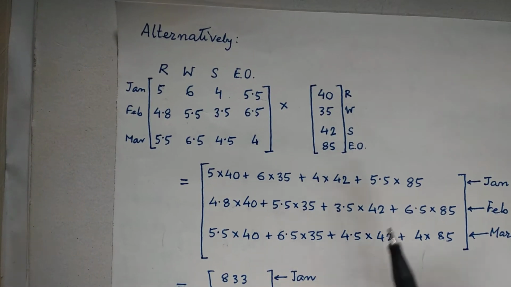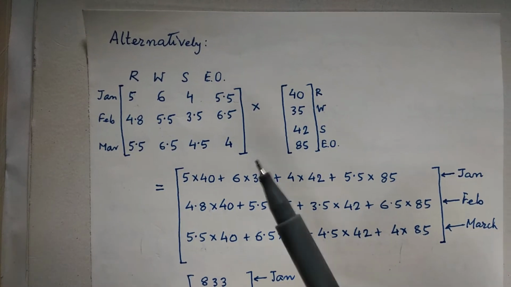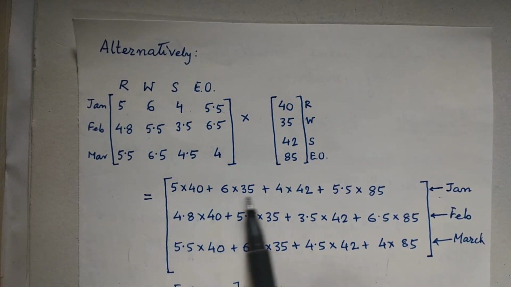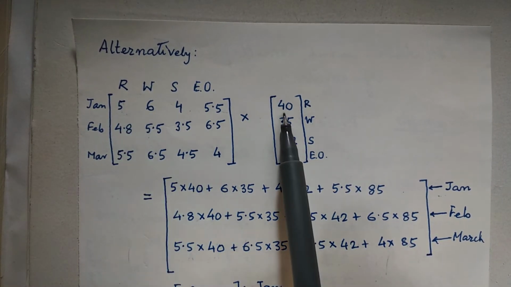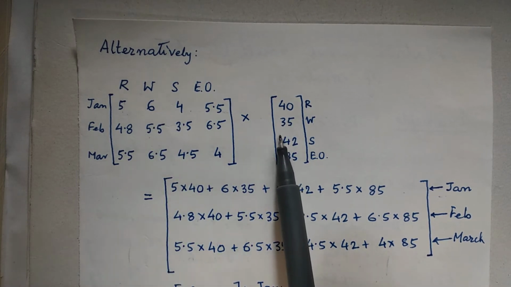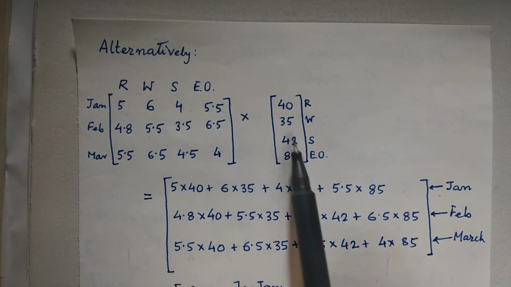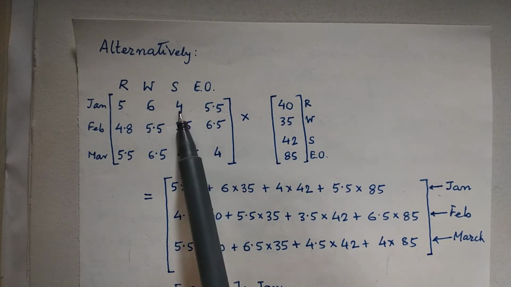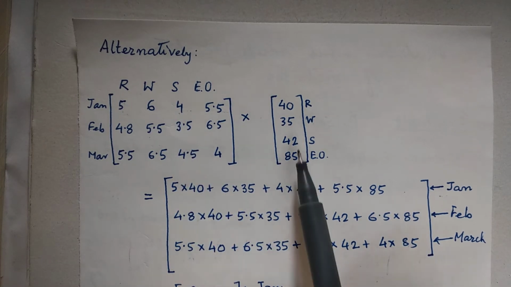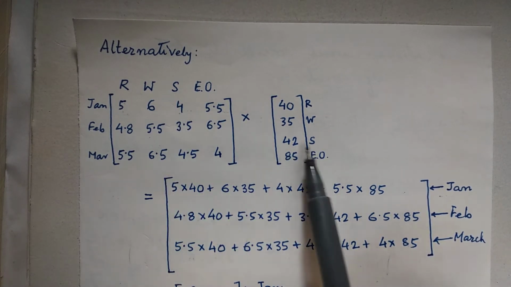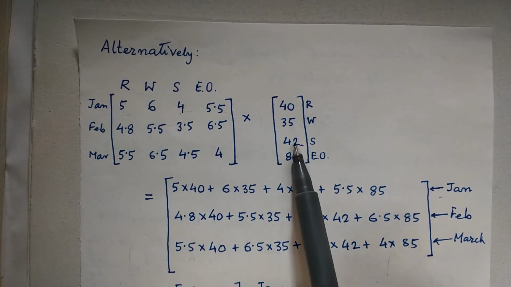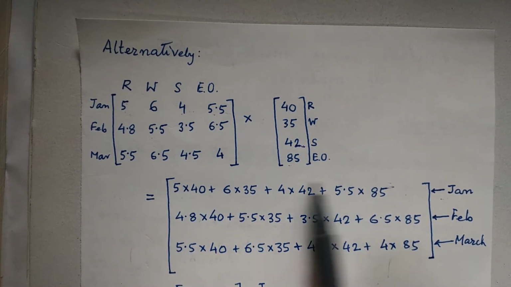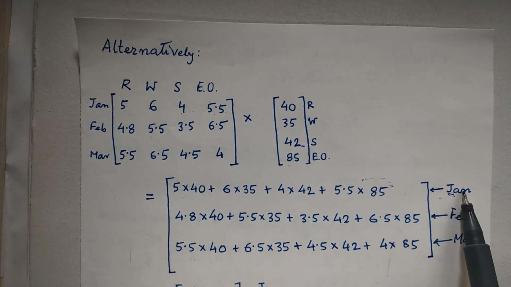Then what will be the cost matrix or expenditure matrix? For January, we will get this expenditure. 5 into 40 plus 6 into 35 plus 4 into 42, because sugar has been consumed 4 kg and it costs 42 rupees per kg. So 4 into 42 plus 5.5 into 85. This is the total expenditure in the month of January.